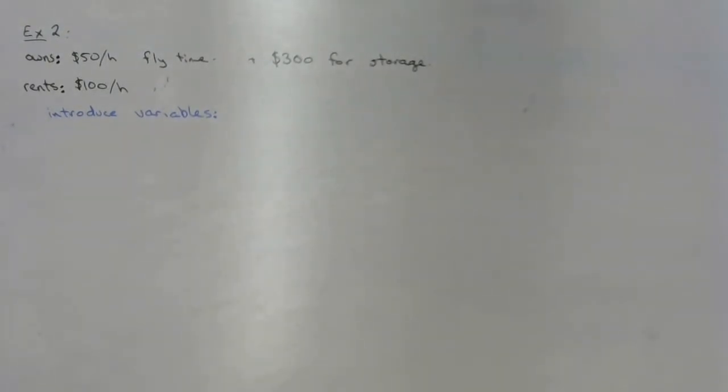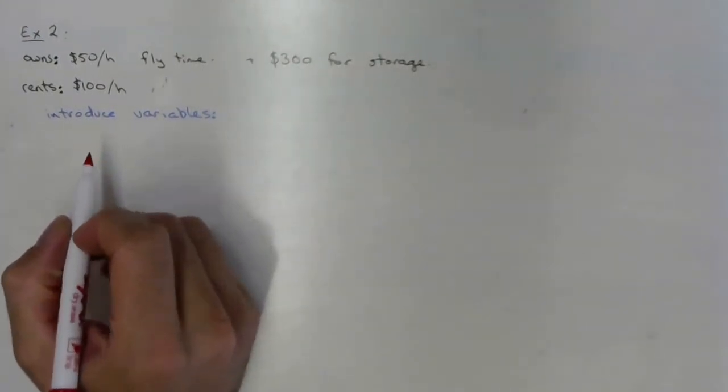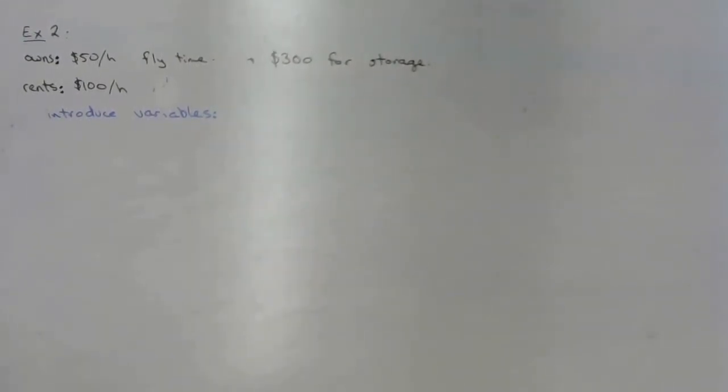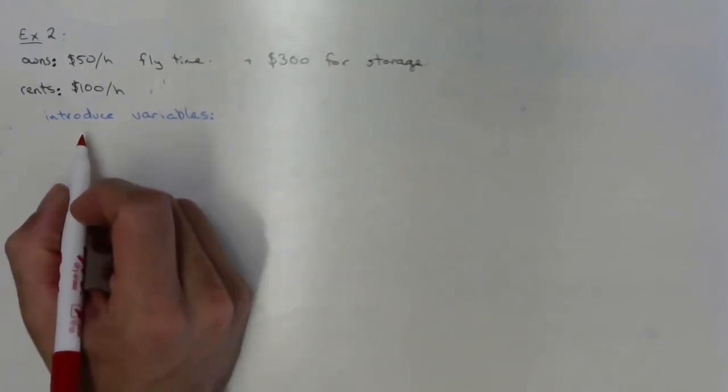The unknown value is how many hours will Ian have to fly so that there's the same cost. So we have hours and cost. What letters would you like to use? Hours starts with H, and cost starts with C. All right, so let's do that. But there's plenty of options. You might use T for time instead of H for hours. Anyway, we're going to introduce variables by using a let statement.